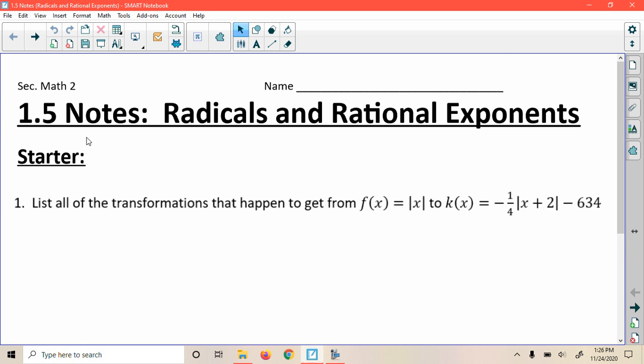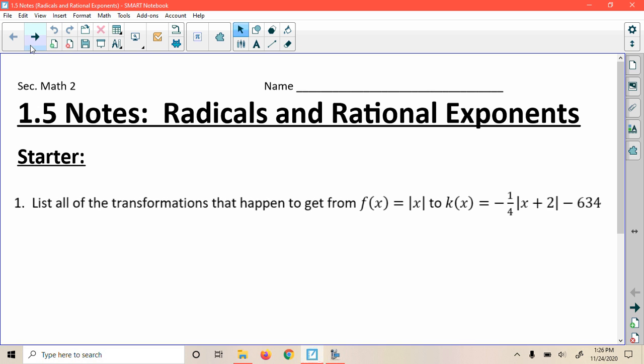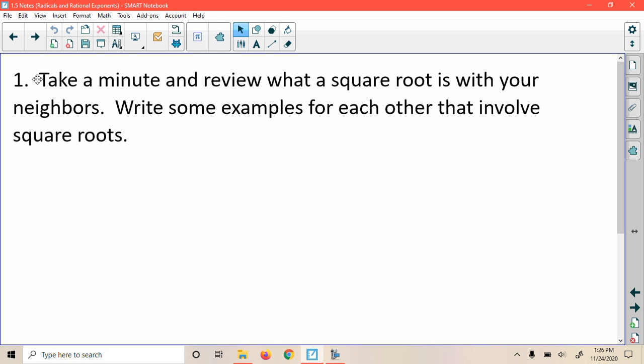So I will let you look at the starter and go through those problems. We'll just start on number 1. I had everybody in class take a minute and review what a square root is with their neighbors, and they wrote some examples down for each other. So I'll just review here on the video.